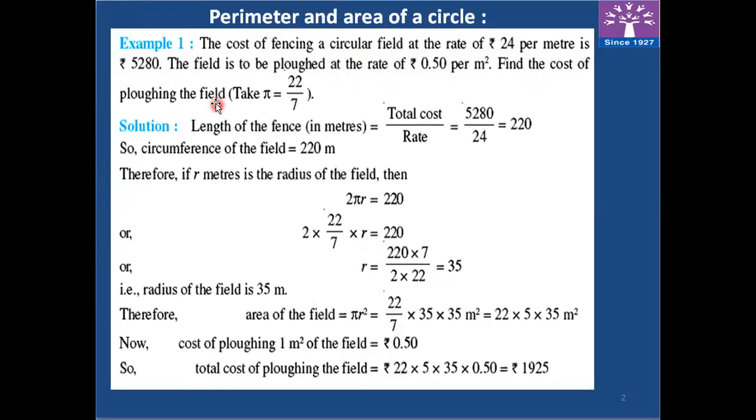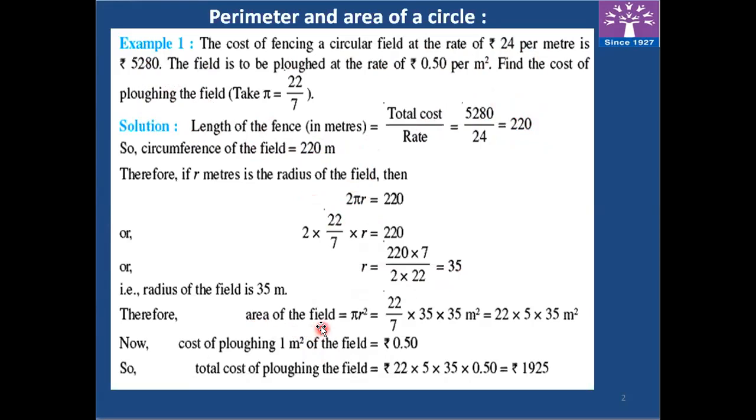So here, the circular fencing is done at 24 rupees per meter and we are paying 5,280. So the length of the fence in meters will be total cost divided by per meter cost, that is 220 meters. So that 220 meters will now be the circumference of the field. As we know, the circumference of the circle is 2 pi r. So we can find out r from it. So r becomes 35 meters.